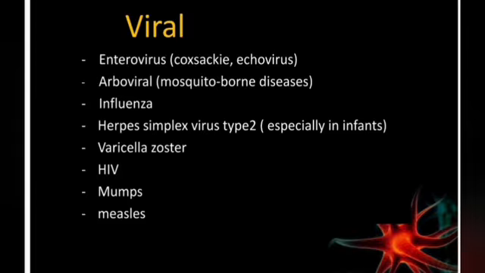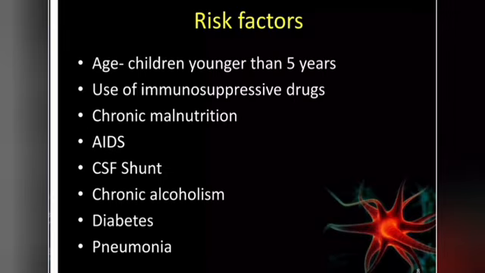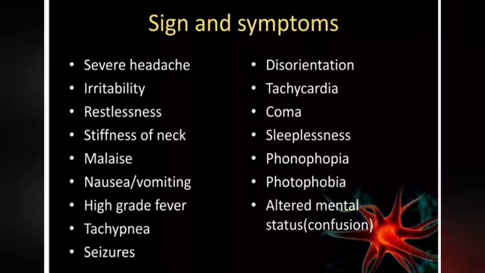And next, risk factors. Those who are at risk of meningitis. The first one is age: children under 5 years, and those who are taking immunosuppressive drugs, and then chronic malnutrition, AIDS, those who have a shunt, and then chronic alcoholism, and diabetes.